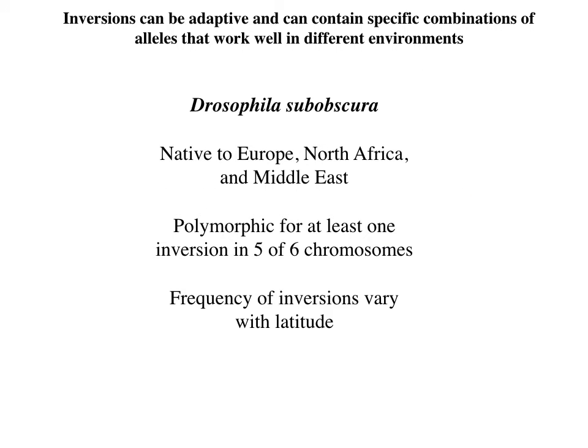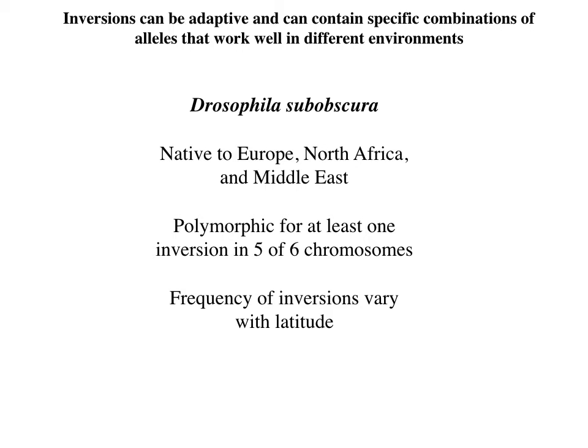So if these specific combinations of alleles are adaptive or beneficial, then we can view these inversions as being an adaptive result of evolution. And fortunately, there are a number of natural experiments that have gone on. One of these experiments is with Drosophila subobscura.